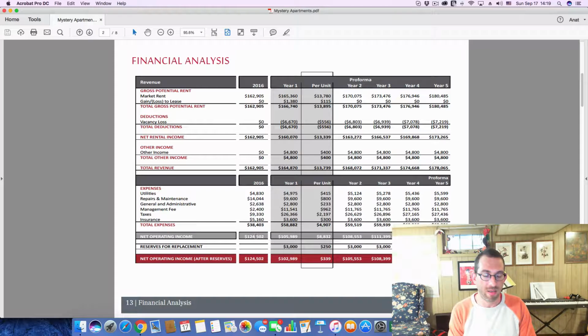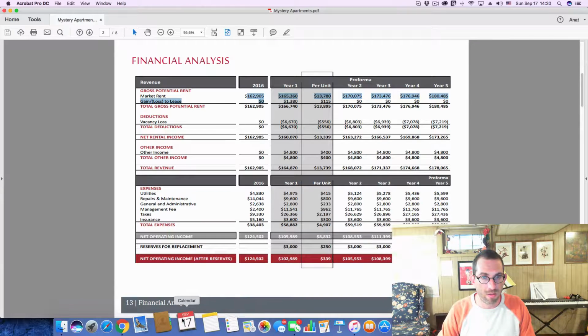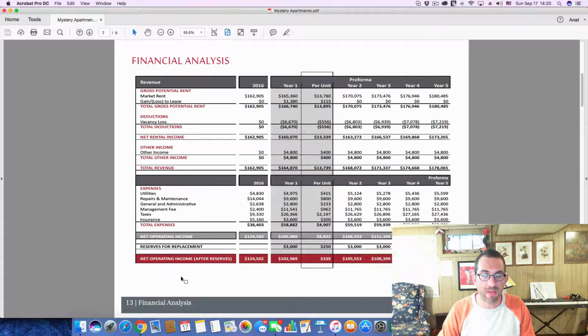So if you take 124,000, I'm grabbing a calculator here, that's the 124,000 here, the net operating income, and you divide that by the market rent that he's suggesting, which is 163,000, you get 0.76 or 76%. So 76% of the gross potential rent, according to what he's claiming, is going to come out as NOI.